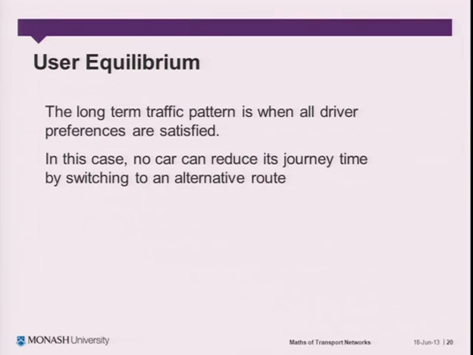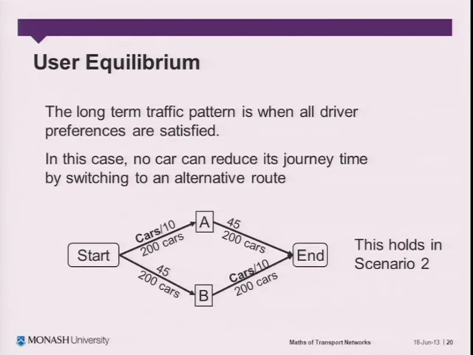And that's a reasonably stable state that you compute when you're exploring what kind of flows there are going to be on roads, given different origin and destination demands across. Okay, so that's a user equilibrium. And that holds in scenario two.